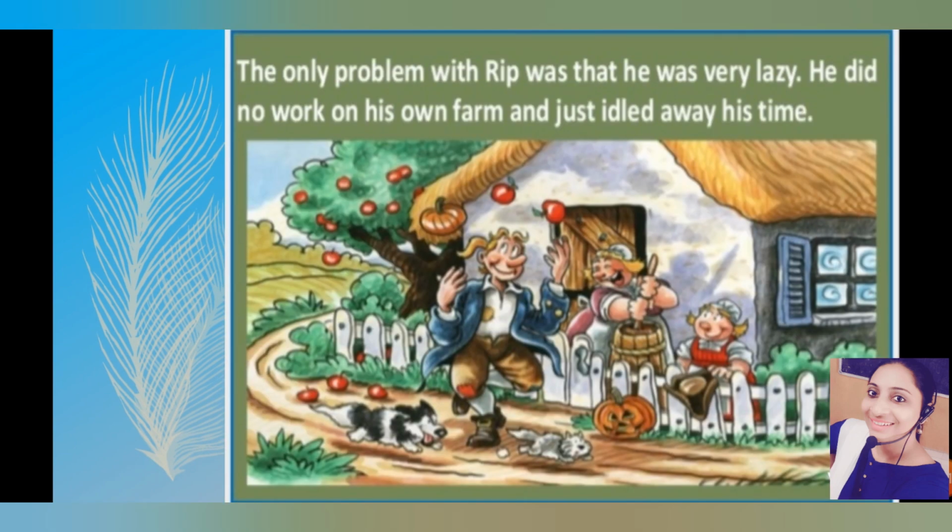The only problem with Rip was that he was very lazy. He did no work on his own farm and just idled away his time. Okay, although Rip Van Winkle was a very good man, a very helpful person, there was one problem with him. What was that? That he was very lazy. He did no work on his own farm. He had a farm, but he did no work there, and he just wasted his time all the time. Okay, idled away means wasted. He just wasted his time every day.